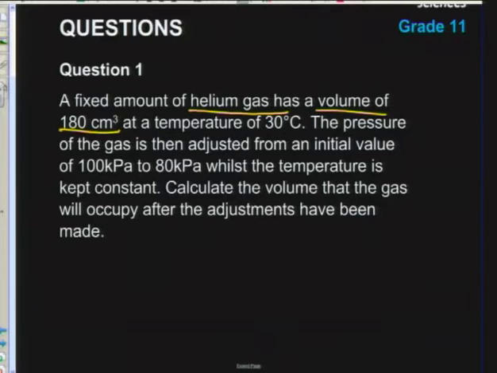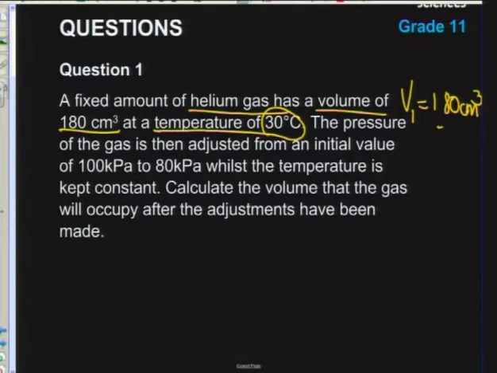So we can write on the side here what is given to us. Volume 1 is 180 cubic centimeters. And the temperature of the gas is at 30 degrees Celsius, and that is kept constant.